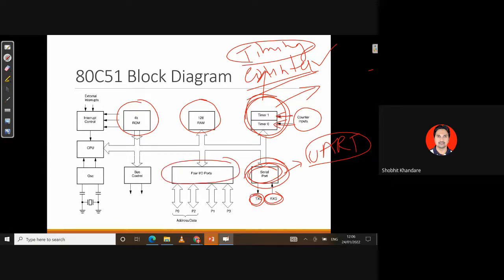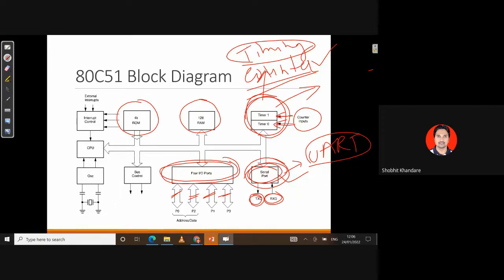Serial communication serial port से चलेगा और parallel communication यहाँ से चलेगा. कहाँ से? IO port से. So how many IO ports are there? 4 IO ports are there. Which are they? Port 0, port 1, port 2 and port 3. Each port is of 8 bits.